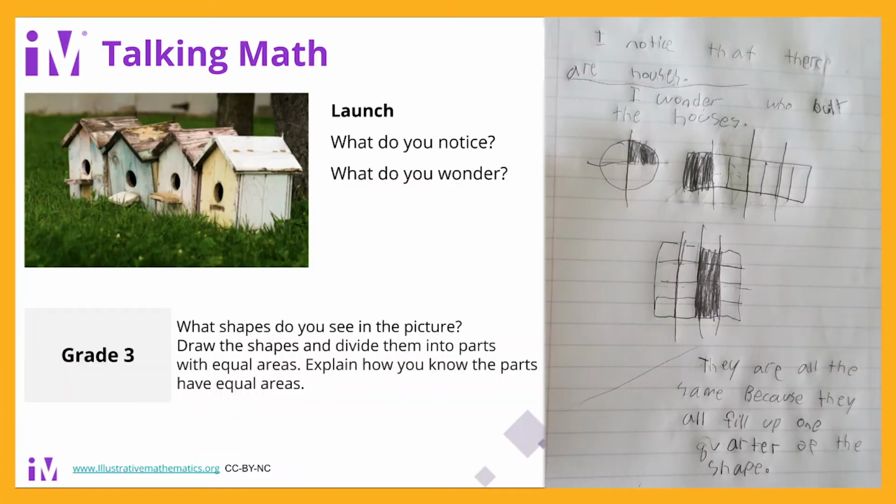task. I noticed that there are houses. I wonder who built the houses. My shapes are the circle, a rectangle, and a square. They're all the same because they fill up one quarter of the shape.